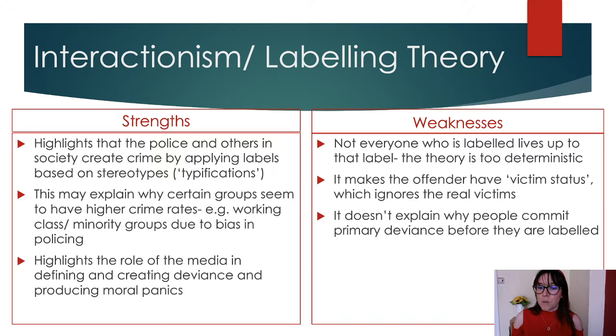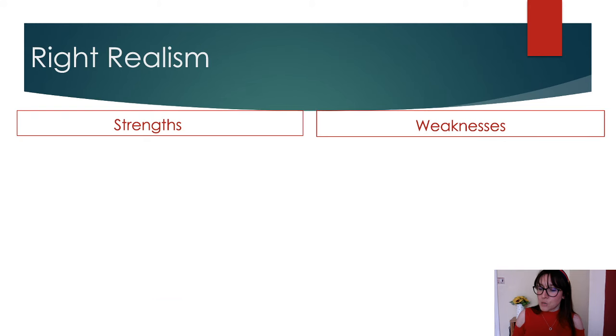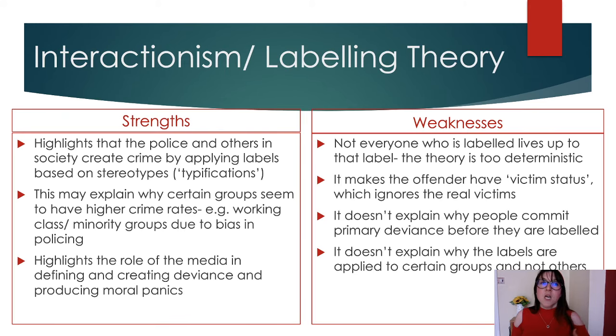It doesn't explain why people commit primary deviance before they are labelled. So this talks about primary and secondary deviance, then the master status, but secondary deviance is, we've already been given that label, so I might as well fulfil now and have a self-fulfilling prophecy. But it doesn't explain why the person does the crime, that deviance in the first place, that primary deviance. It doesn't explain why the labels are applied to certain groups and not others. So, for example, as we've already said, you label working class rather than middle-class people with high-paying jobs that wear suits all day, but they're likely to be dealing with maybe things like fraud. We don't label them as much, though, as other people.